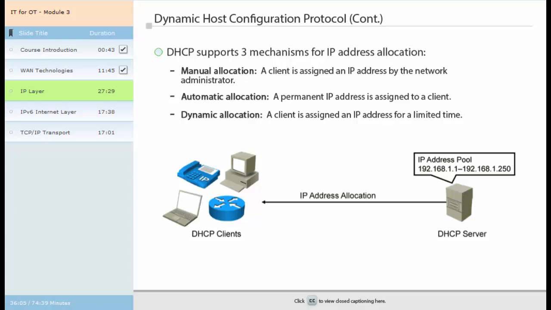In a DHCP environment, an endpoint configured for DHCP will send out a broadcast on the local network looking for a DHCP server. The DHCP server will send a DHCP offer to the client with the assigned address.